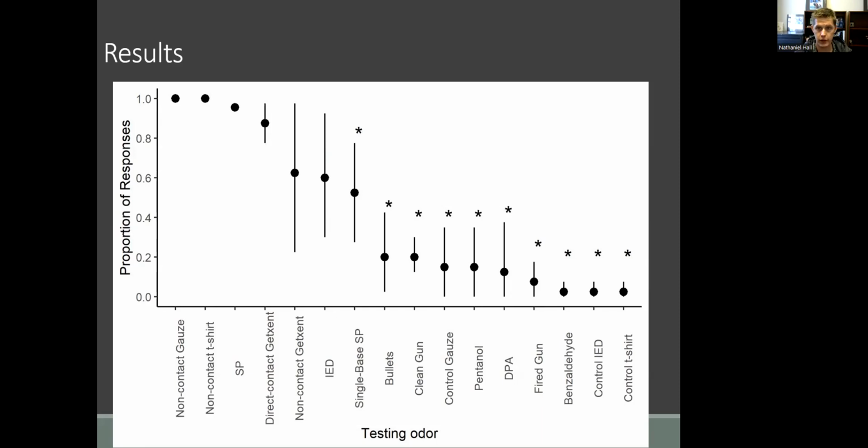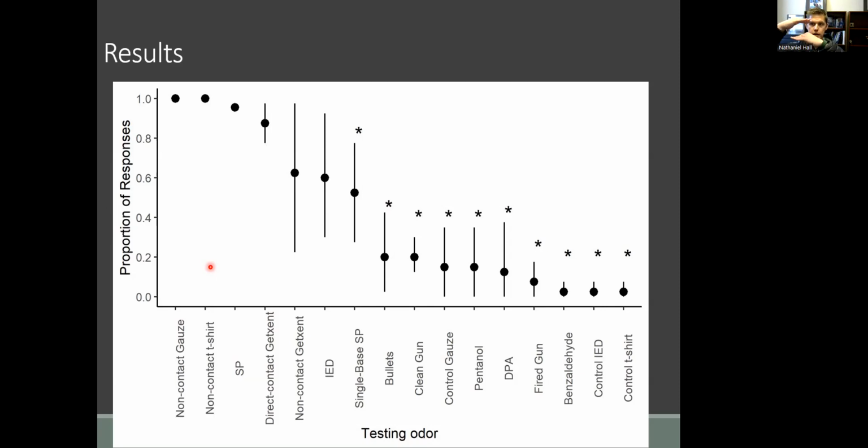So we had a variety of different odors that we were interested in in this case. So we had smokeless powder, which was the trained target that they were responding to about 98% of the time. Then we had a couple of things that were in contact with smokeless powder for a 48-hour period of time. We had a t-shirt material. We had a gauze material that was in non-contact with the smokeless powder. It was basically set above the smokeless powder in a container with a stainless steel grid over the smokeless powder. Sorry, I can't see.